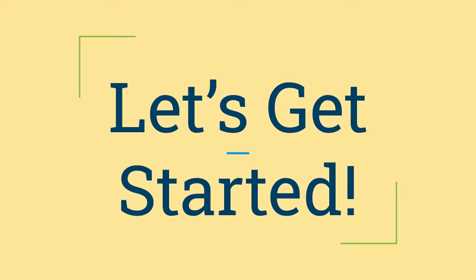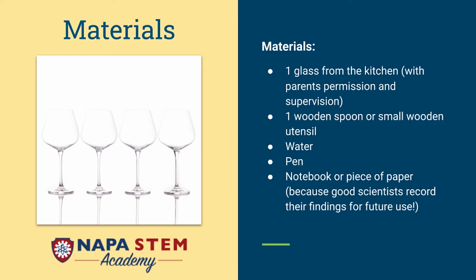Now that we've learned more about sound and sound waves, let's put our knowledge into practice. Let's get started. You'll need the following materials for this little project. You'll need one glass from your kitchen with parent supervision and permission, a wooden spoon or a small wooden utensil, water, and a pen and something to write on so you can take good notes and use that scientific method.